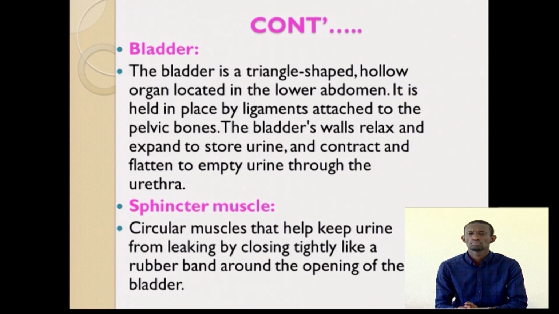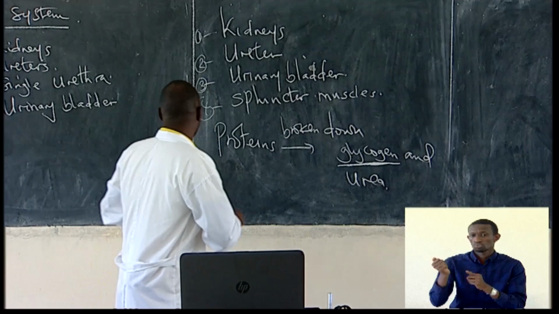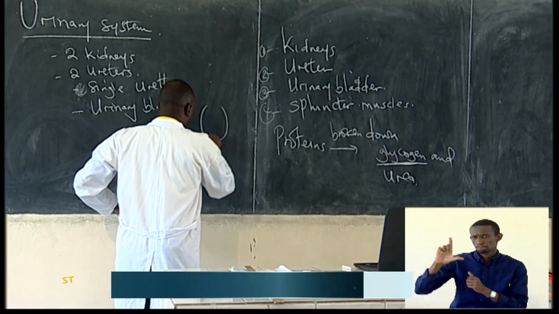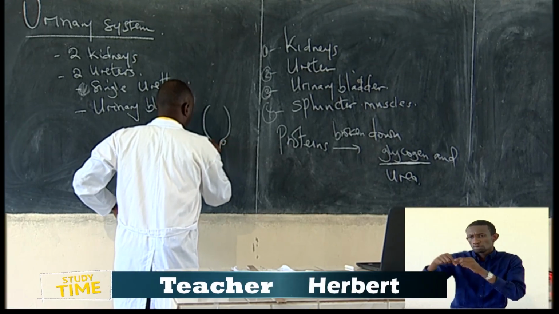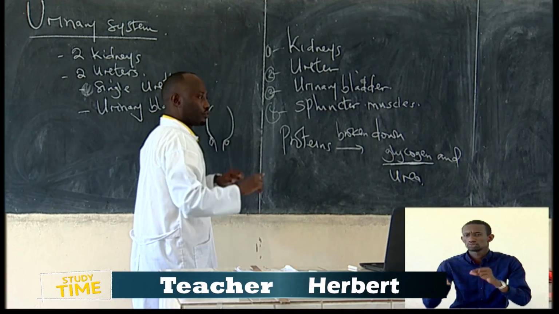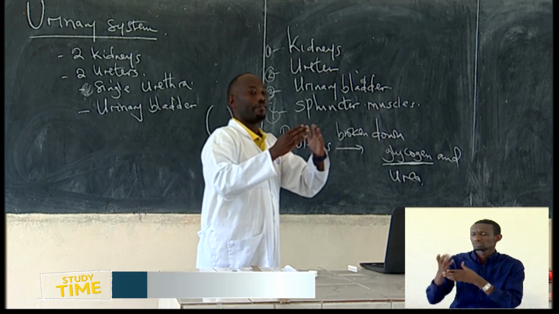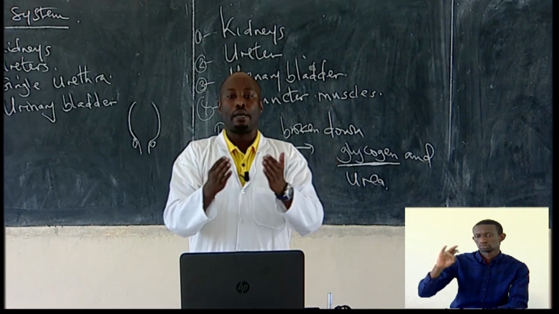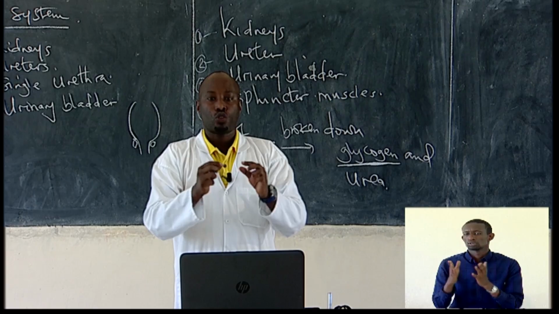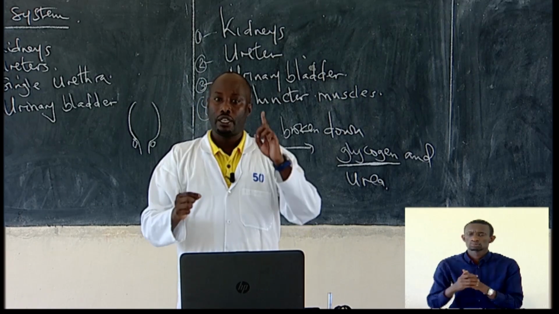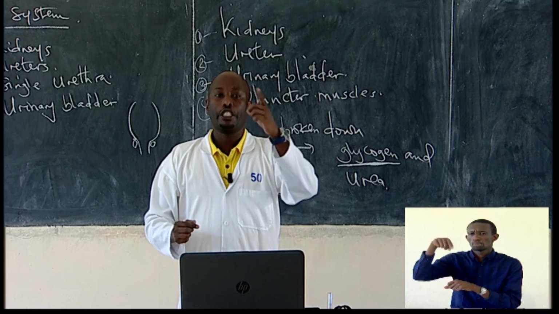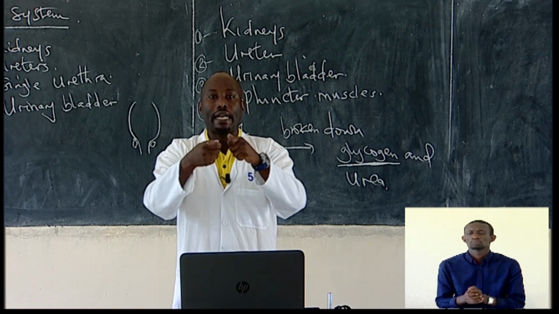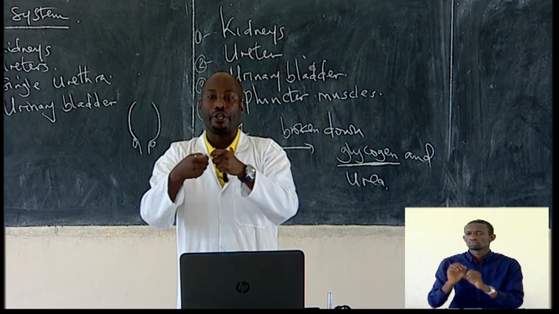If I'm trying to draw it very quickly, this is the urinary bladder, and below the urinary bladder we have these two muscles which are called the sphincter muscles. These sphincter muscles are very important to prevent the leaking of the urine by closing tightly like a rubber band around the opening of the bladder, so the urine will not be leaking. But it can also happen due to aging, when these sphincter muscles are no longer strong enough to tighten and prevent the leaking of the urine.